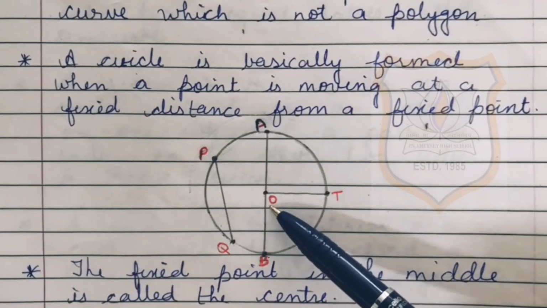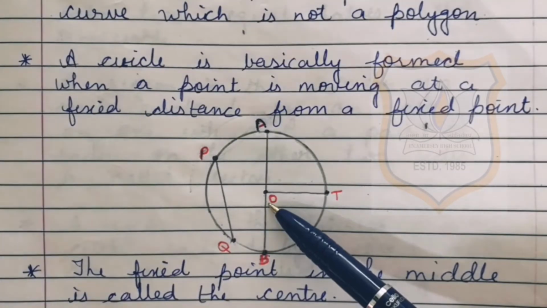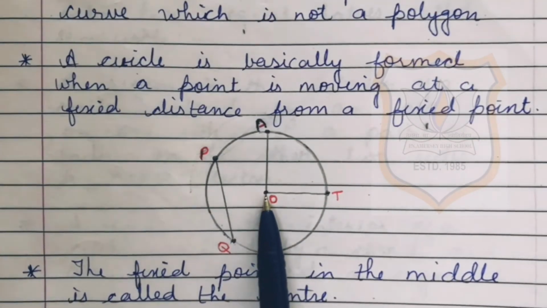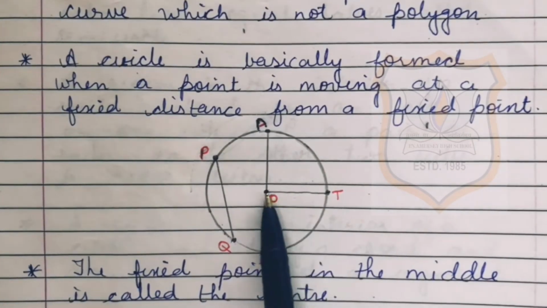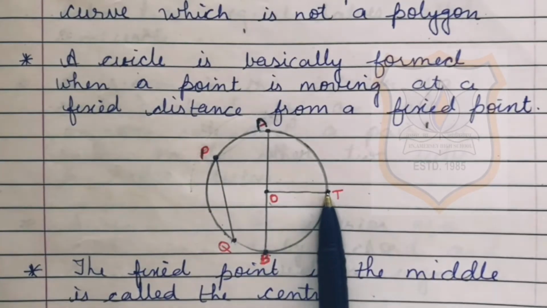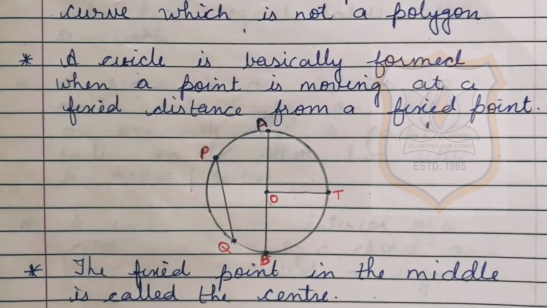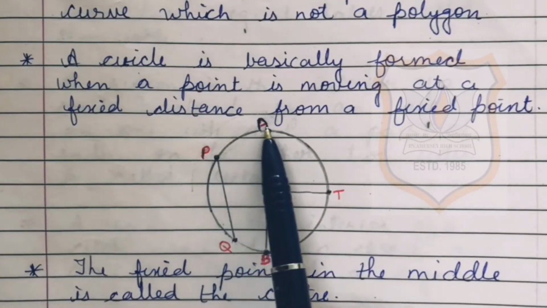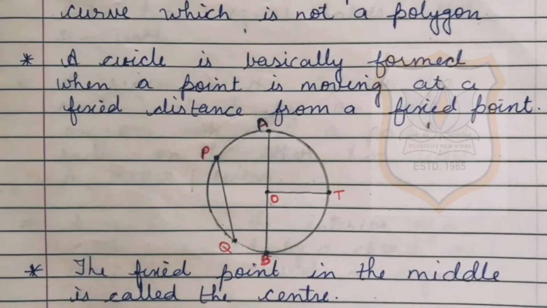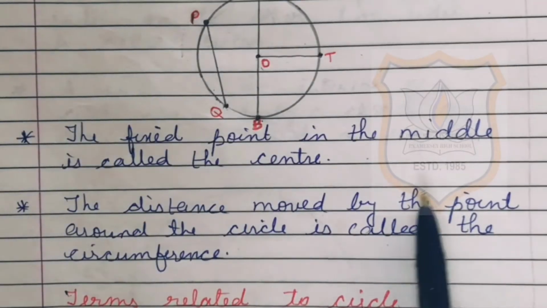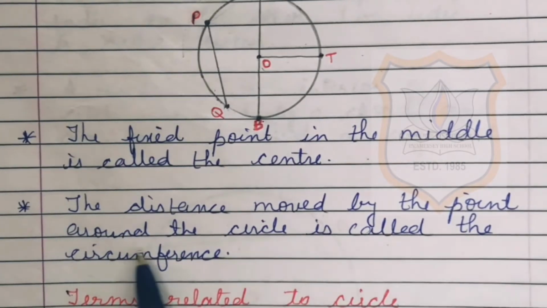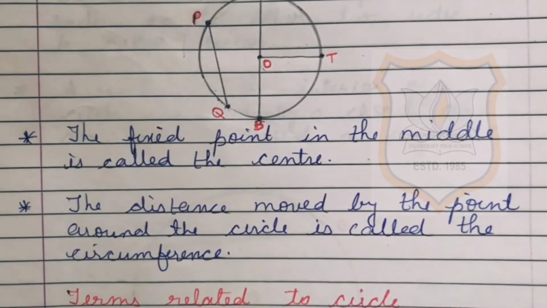Now here O is the center of the circle, so this is the fixed point, and the fixed distance is called the radius of the circle. The distance from this O to this point T is called the radius. The distance around the circle is called its circumference. The fixed point in the middle is called the center, as I've explained now. The distance moved by the point around the circle is called the circumference. That also I have explained now.